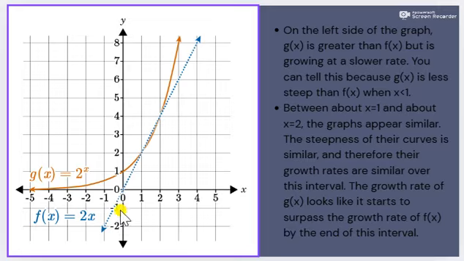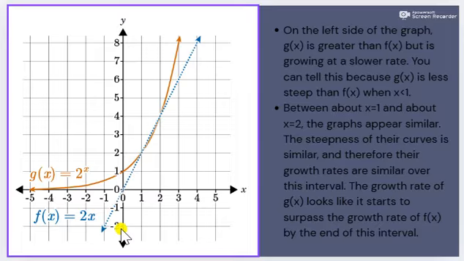It has both of our linear line and our geometric line on the same graph so we can see how they compare. What this tells us is on the left side of the graph, g of x is greater than f of x. You can see that clearly, but it is growing at a slower rate. You can see it's almost level over here. It's not growing very fast. Okay, this is growing pretty dang fast over here. You can tell this because g of x is less steep than f of x when x is less than 1. Okay, so everything to the left of here, this one's growing slower, this one's growing faster, this one's worth more, this one's worth less.